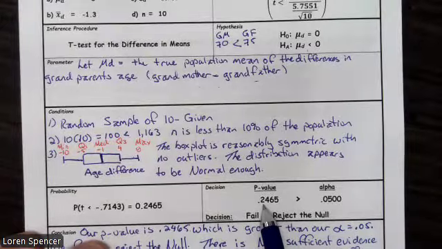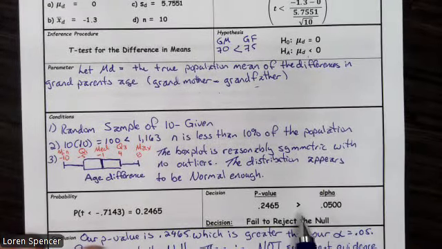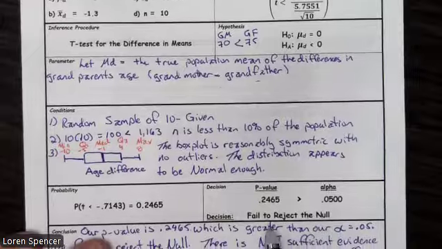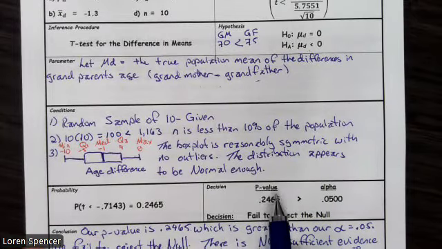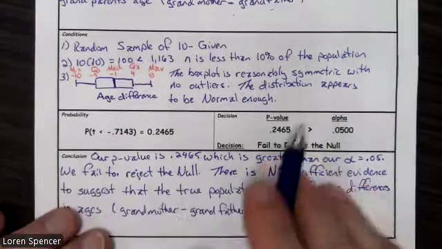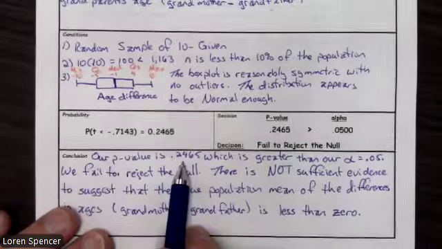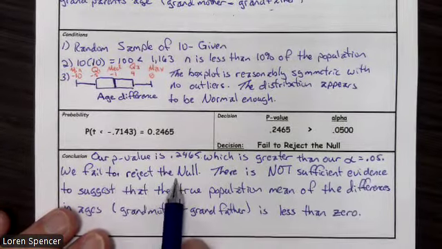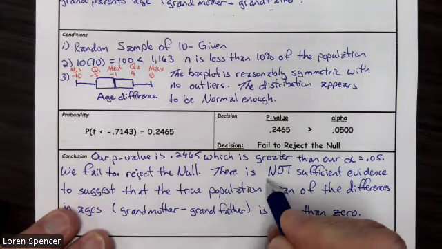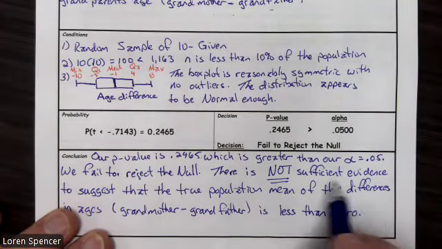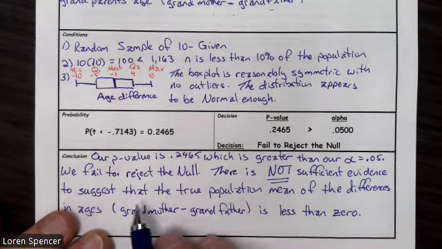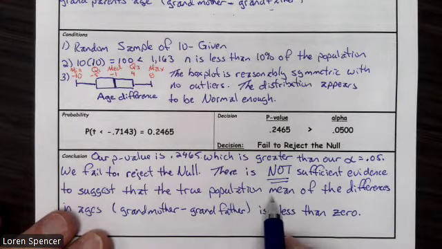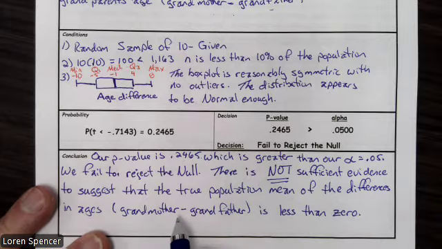So 0.2465 compared to my alpha of 0.05 that was given in the previous problem. Whenever the p-value is larger than alpha, we fail to reject. So our conclusion: our p-value is 0.2465, which is greater than our alpha of 0.05. We fail to reject the null. There is not sufficient evidence. In other words, we don't have enough evidence to suggest the true population mean of the differences in ages, grandmother minus grandfather, is less than 0.